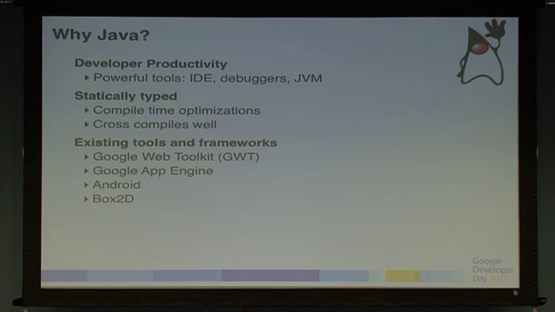Java also means that we can reuse the same code. So on the client, we're using Java code compiled to JavaScript, and on the server, we're using Java code and just executing on App Engine.